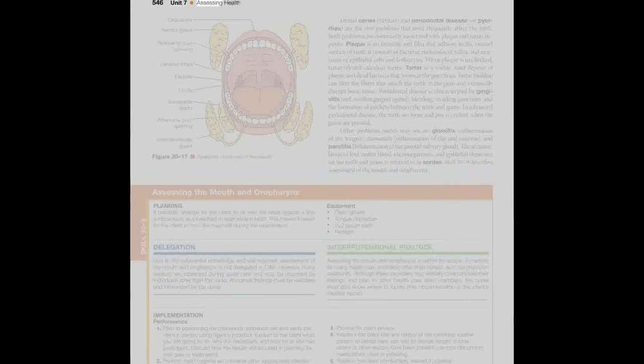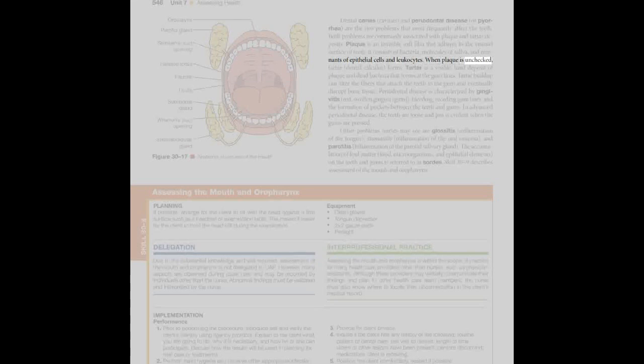Unit 7 Assessing Health. Dental caries, cavities, and periodontal disease, or pyorrhea, are the 2 problems that most frequently affect the teeth. Both problems are commonly associated with plaque and tartar deposits. Plaque is an invisible soft film that adheres to the enamel surface of teeth. It consists of bacteria, molecules of saliva, and remnants of epithelial cells and leukocytes.